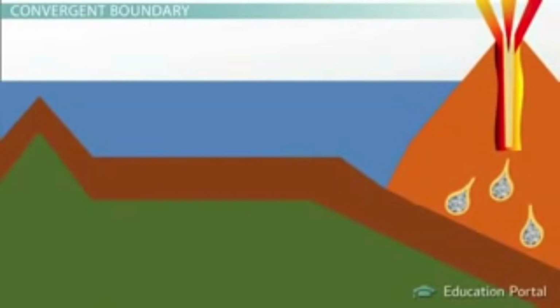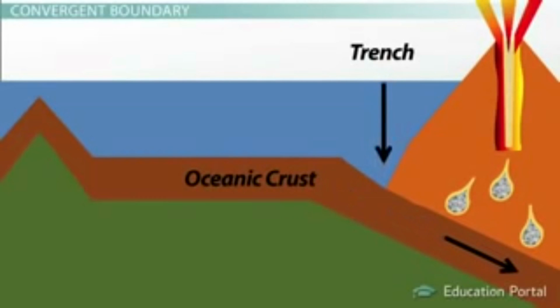There are two kinds of surface features that are associated with a convergent boundary. The first is a deep ocean trench that forms a line of the two colliding plates. One plate, made of oceanic crust, can slide down underneath another plate, forming this narrow, deep trench. This happens because oceanic crust is more dense than continental crust, making it more likely to be pushed back into the mantle.